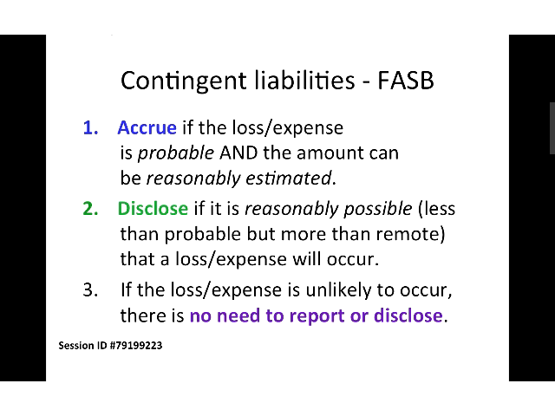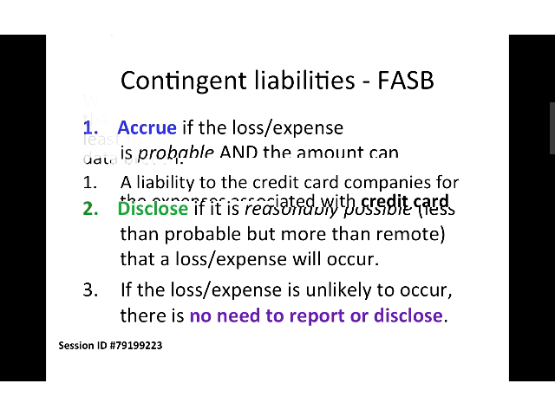Now the rules for this, and we've already talked about this, but we accrue if the loss is probable and we can estimate the amount. If we can't estimate an amount, we can't accrue it, simply. If we have no idea, we can't accrue it. But if the loss is probable and we can estimate it, we're going to accrue. We disclose if it's reasonably possible, which is something less than probable but more than remote. And if it's unlikely to occur, then we don't report it or disclose it.